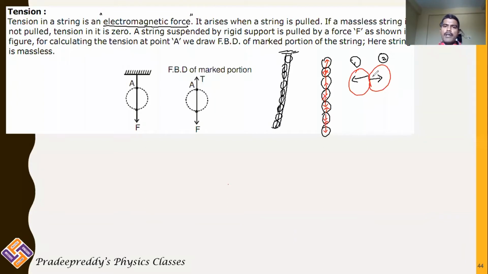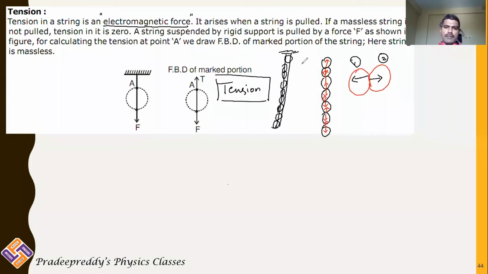As we know, in a solid wire there are many such atoms, and each atom will be interacting with its surrounding atoms. And that force which is interacting here in the case of a wire is treated as tension. It is called tension in the string.